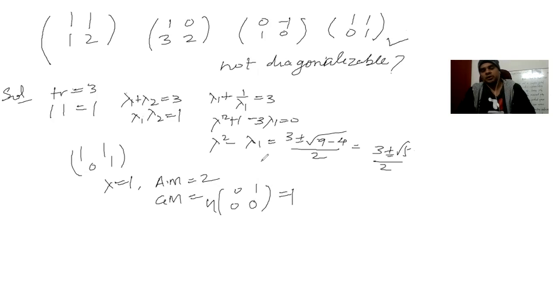So in this problem, we have talked about the diagonalizability of a matrix using the concepts: if a matrix has distinct eigenvalues, the matrix is diagonalizable, and if AM is not equal to GM for any eigenvalue, then the matrix is not diagonalizable. So this was the second problem.